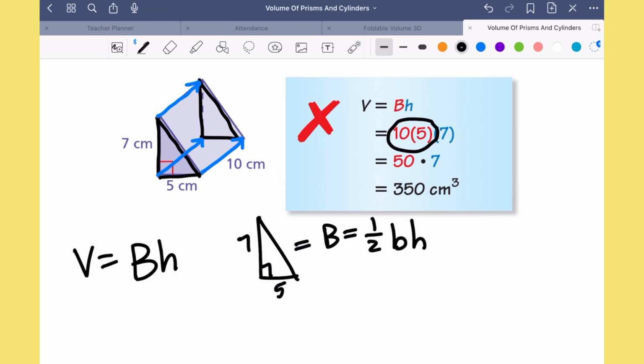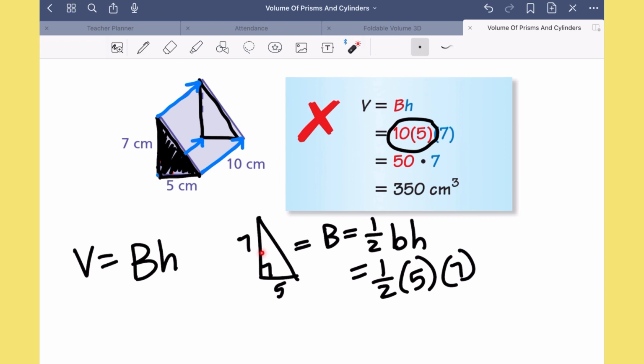They did 10 times 5, and that is not correct because that is one of the heights of this prism, the height face, which is a rectangle, and that is not the base. The base is the triangle, so that's where they made a mistake. They used the rectangle instead of the triangle. And so we plug this in. They used the wrong formula. The base is 5 times the height 7, looking at this triangle.